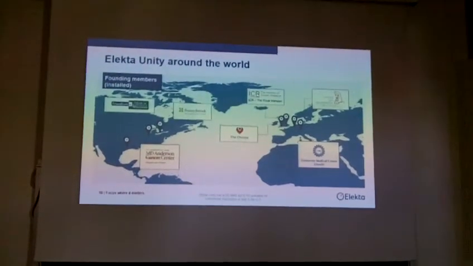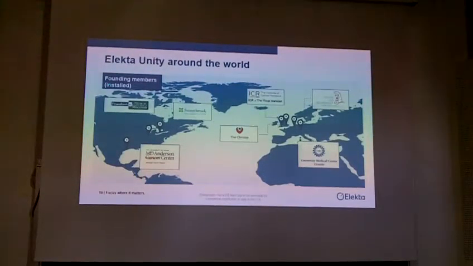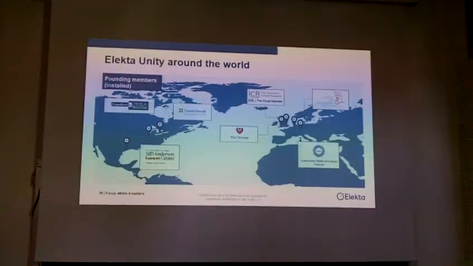Elekta developed the Unity together, and that's a standard together with customers. And here are the founding members of the consortium. You see the first member was Utrecht, and then also AWL, Royal Marsden, Christie, Sunnybrook, MD Anderson, and last but not least Wisconsin. With them together, we are developing also certain strategies for how the further development will go on.